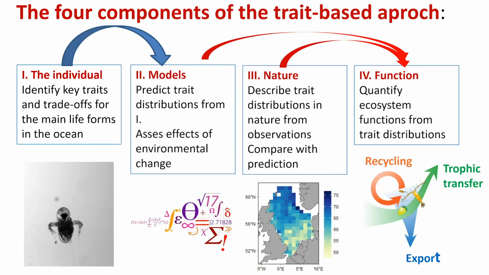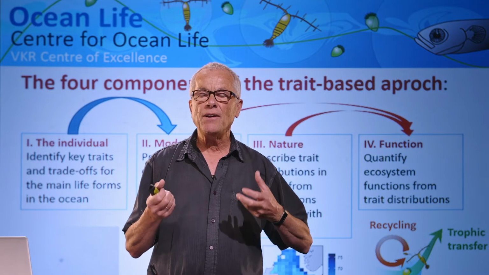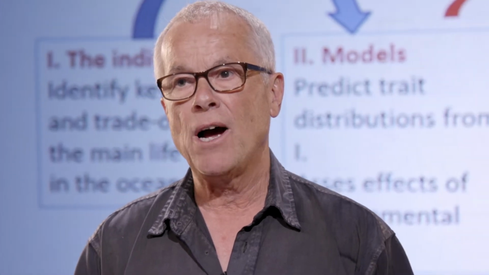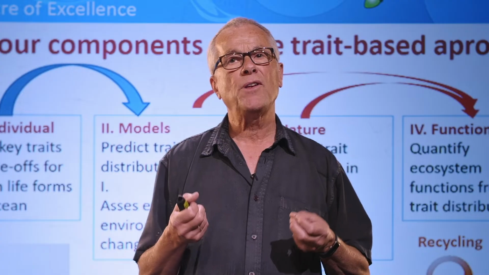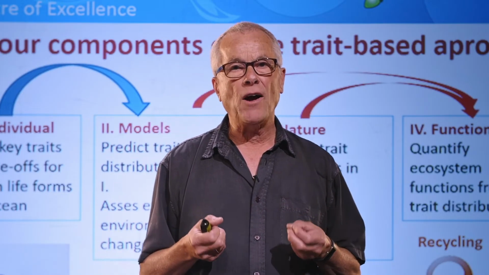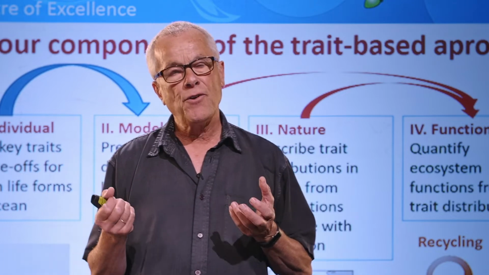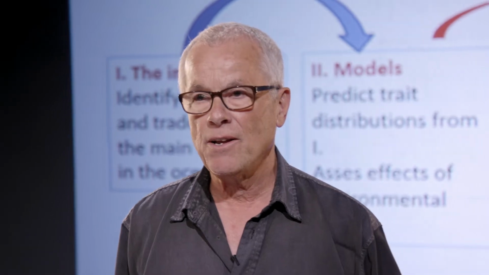And then finally, we can use either the observed or the predicted trait distributions to say something about the function of an ecosystem. And the function of an ecosystem is exactly a result of the traits of the organisms making up the community rather than the species or the taxonomic affiliation. And so the trait-based approach is particularly suitable to say something about ecosystem function. And the two functions that we focus on are first the ability of the ocean to remove carbon dioxide from the atmosphere, and secondly the ability of the ocean to produce fish, for example.